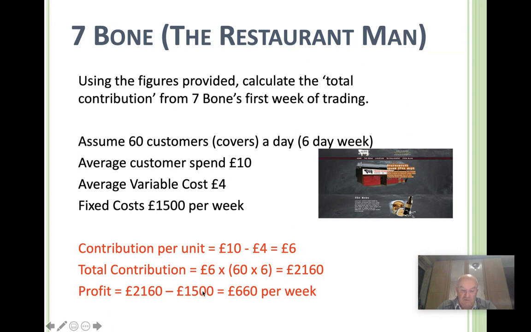Now the profit in that situation then is, if we've now got our total contribution, and remember, if we take our fixed costs away from that total contribution, we can calculate a new profit figure. So in this instance, for the first week of trading, 7-bone would, on that basis, have made £660 profit after considering all of their costs and taking those total costs away from total revenue.